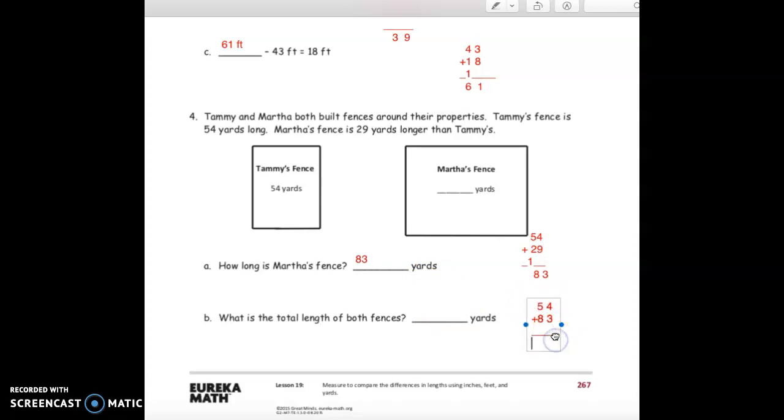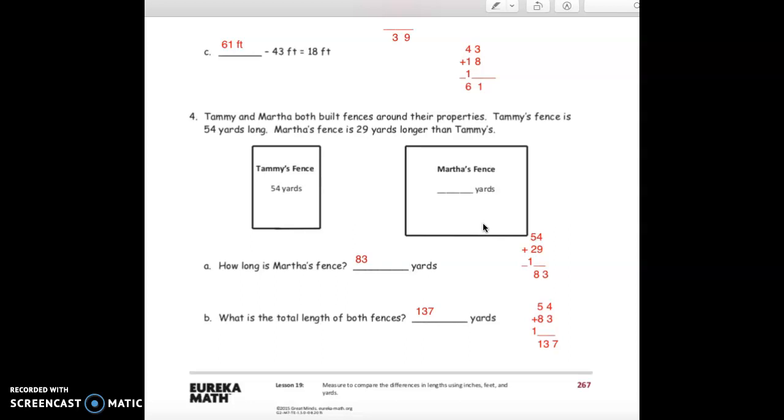All right. Again, let's start with our ones place when we're adding. 4 plus 3, 4, 5, 6, 7. And move to your tens. 8 plus 5. We're going to add that. 8, 9, 10, 11, 12, 13. Bring over the 1 in the hundreds place. And my answer is 137. So both yards together are 137 yards. Both fences together.